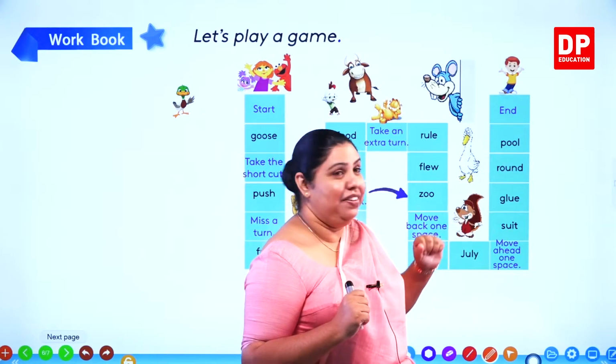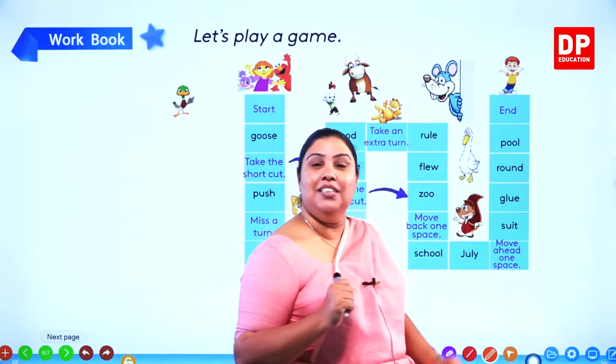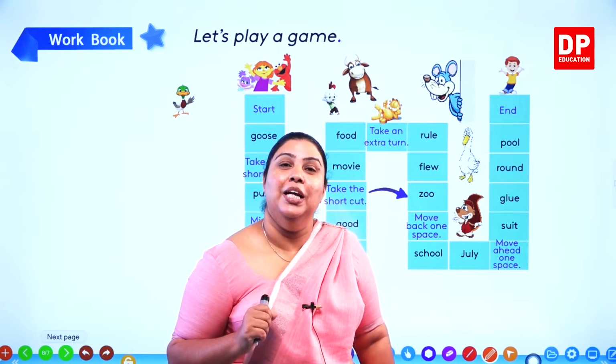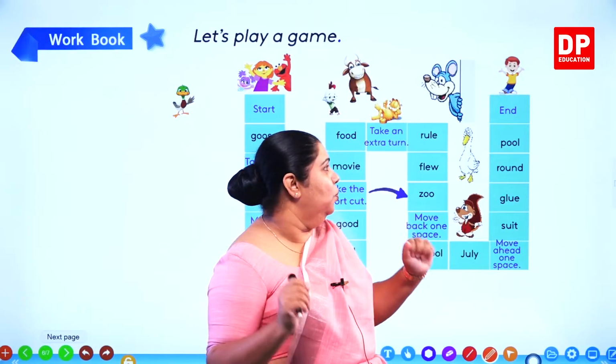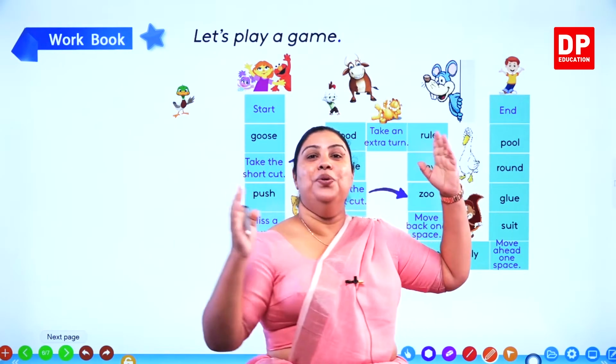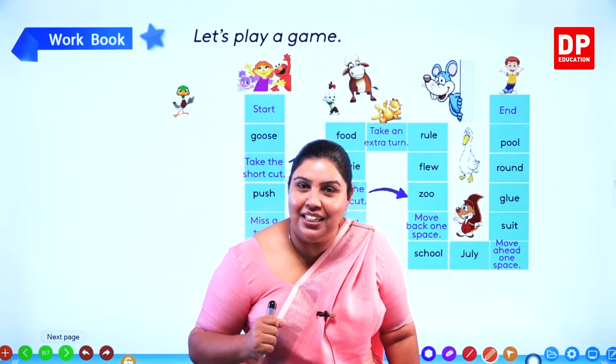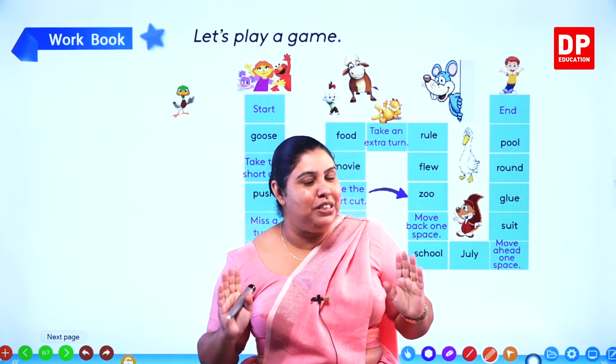Round. Then we have the final word over here. What is the word? Pool. Pool. We have the long oo sound. And when you come to the last square, you win. That is the end of the game. Right. So shall we start now? Okay. All the best to you.